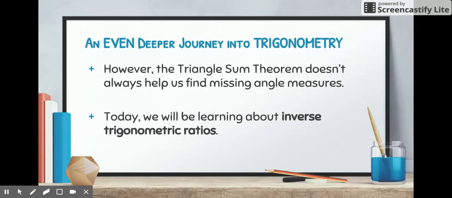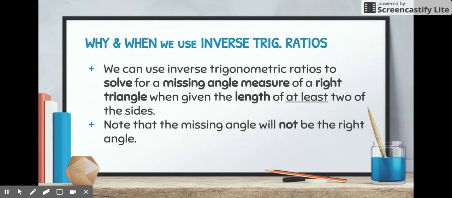So when the triangle sum theorem doesn't work, we need another way to find that missing angle measure in our right triangle. And that leads us to inverse trigonometric ratios. Inverse trigonometric ratios help us solve for a missing angle measure of a right triangle when we already know the length of at least two sides. So we could either know two or three side lengths, and then we could figure out the missing angle measures in that right triangle. And that missing angle measure will never be the right angle.